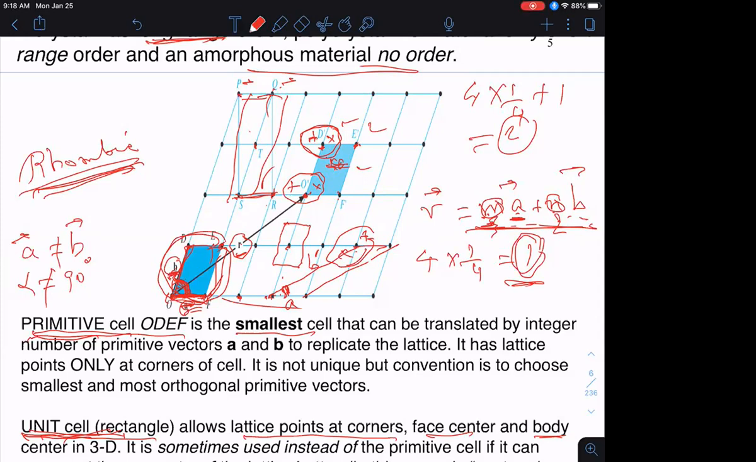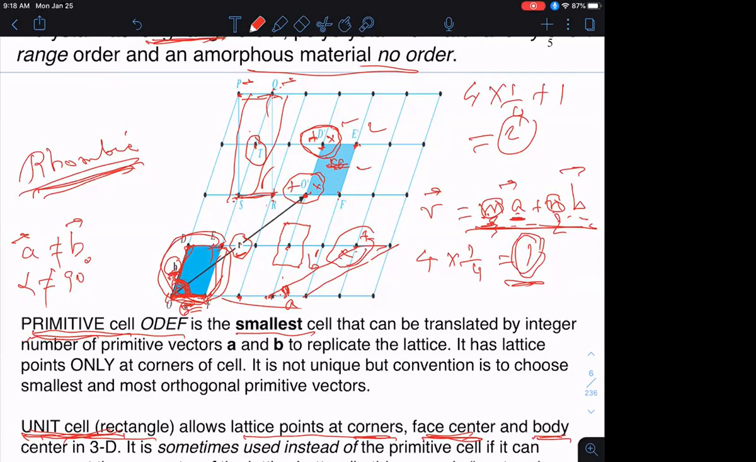So as shown over here, I have lattice points not only on the corners, but I have an additional lattice point in the center of the unit cell, right? So how many lattice points in this unit cell? The 4 corner ones times 1/4, that gives you 1, plus the 1 in the middle. So a unit cell can have more than 1 lattice point, and I'm allowed to have lattice points not only on the corners, but also in the center of the face, or if it's a 3-dimensional object, in the middle of the body of the unit cell, okay?